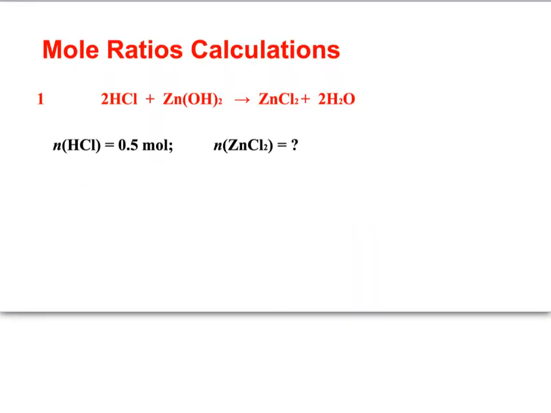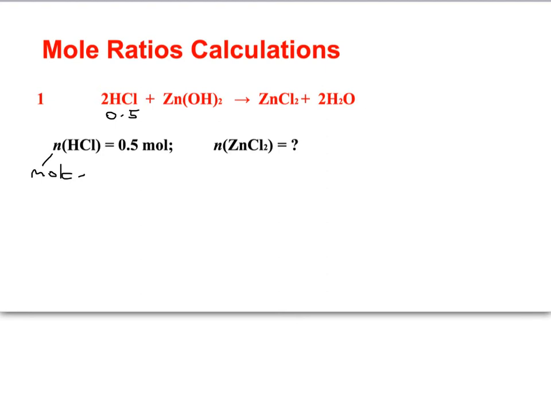So for these mole ratio calculations, and you've got a few in your workbook, we're just going to simply use the mole ratios from the question. Now, they haven't actually worded a question here, they've simply given us an equation in red, and they've told us that the n of HCl, remember n is the number of moles, is 0.5, so there's half a mole of this, and we're trying to find out the zinc chloride.